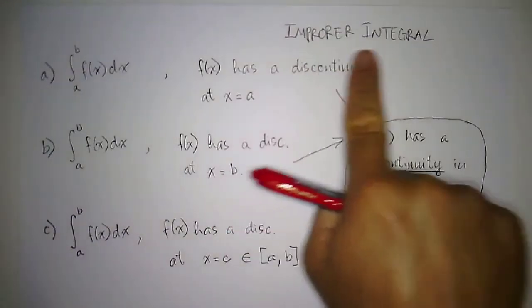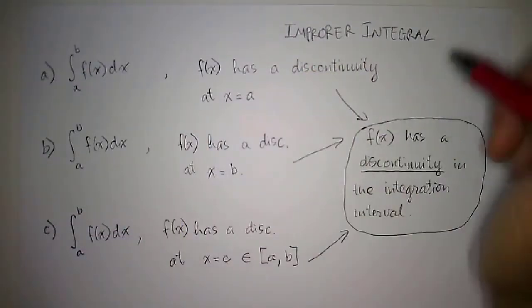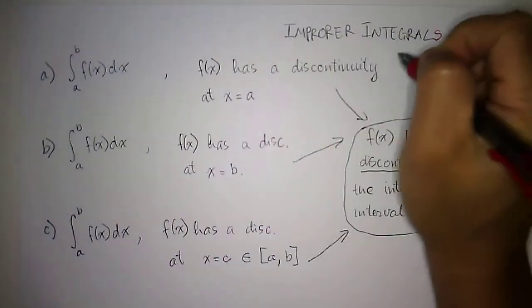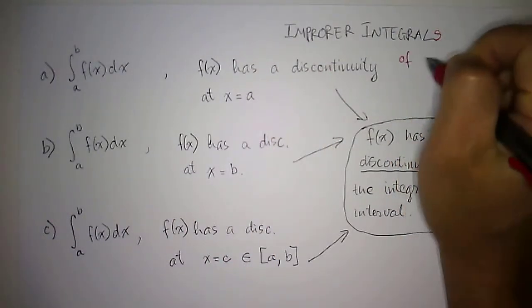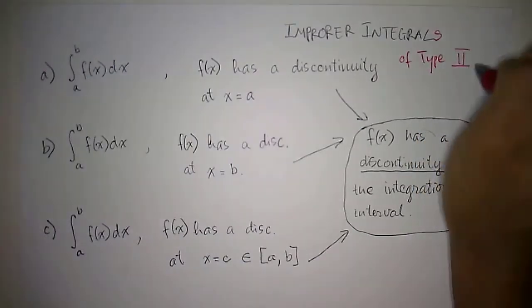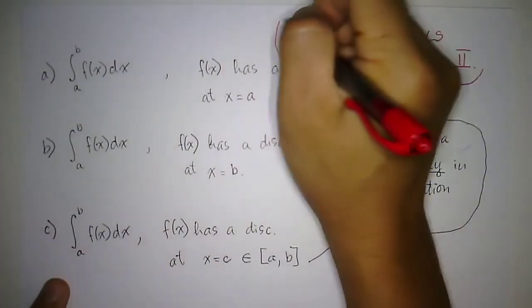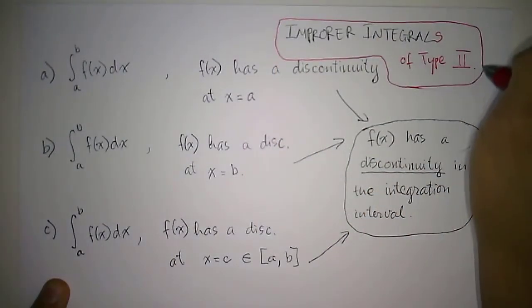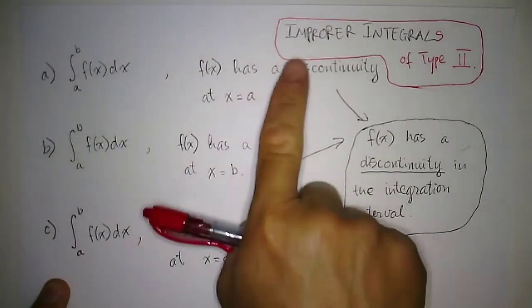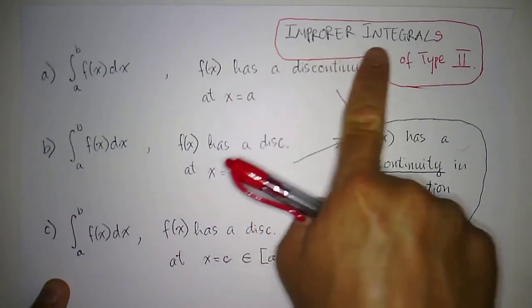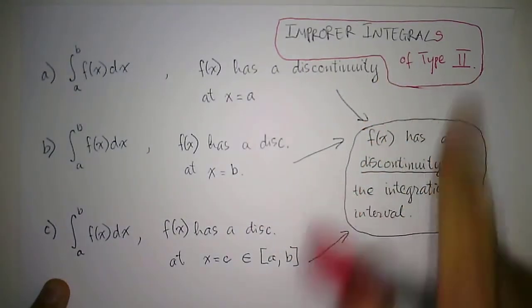And so improper integrals of this kind are referred to as improper integrals of type 2. In other words, those improper integrals that we were seeing throughout examples 4 and 5, a lot of times we refer to as improper integrals of type 2.